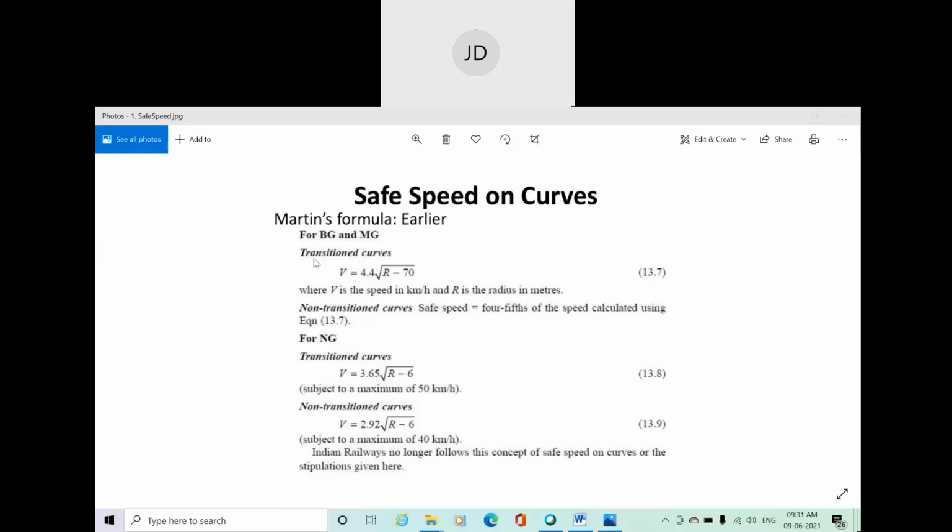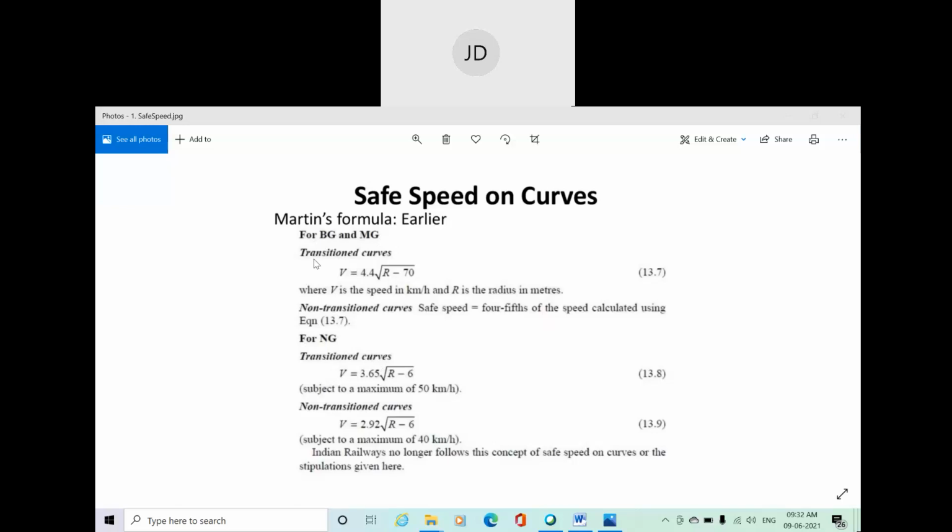Okay, so basically the particular formula is divided in two parts. One is whether the particular train is moving along a transition curve or a non-transition curve, that is, any curve other than a transition curve. And it is also divided based on the type of the gauge. As I already told you, safe speed depends on the gauge of the track, and also on the radius. So here you can see the safe speed of the curve as per Martin's formula: for broad gauge and meter gauge, and for narrow gauge there is a different formula. Under broad gauge and meter gauge, there are again two formulas.